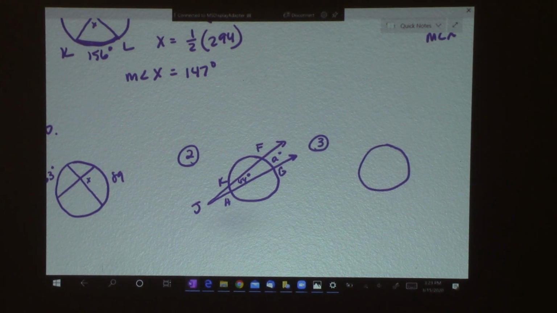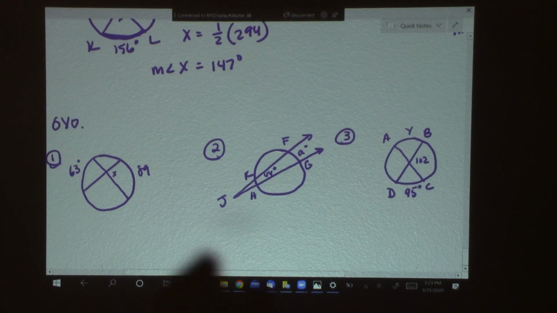Let me see your picture. Something isn't right about this. Okay, this actually should look like this. I am so sorry. I will try to fix this on your paper. It should be A, B, C, D. And this is 102. And this is Y here. And this is 95. Like that. Okay, it should look like that.